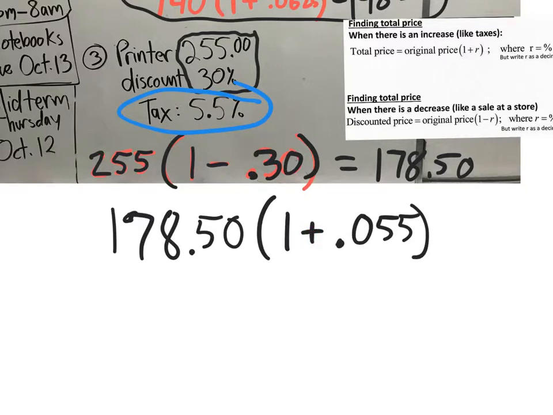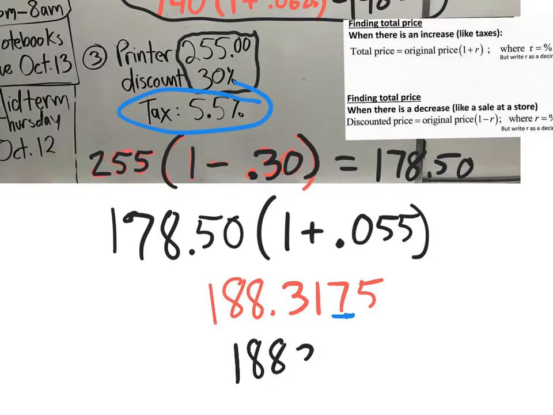So when we do this on the calculator, we will get $188.32. Now, why do I say 32 cents? Because the 7 makes the 1 to a 2. So $188.32. That's the $255 printer, the discounted price, and the taxes all included.